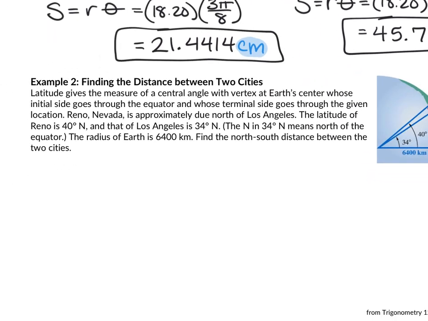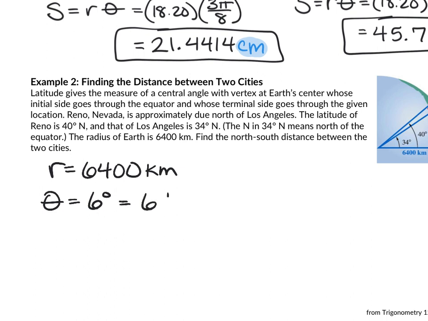So let's list out what we know just to make sure we have everything. The radius is 6,400 kilometers. And my theta is 6 degrees. Do I plug it in right now to my formula? No, because we cannot plug in degrees, we have to plug in radians. So we're going to take 6 and multiply it by pi over 180. This one's easy to do in your head. 6 pi divided by 180 would simplify down. How many times does 6 go into 180? 30, so it's pi over 30.